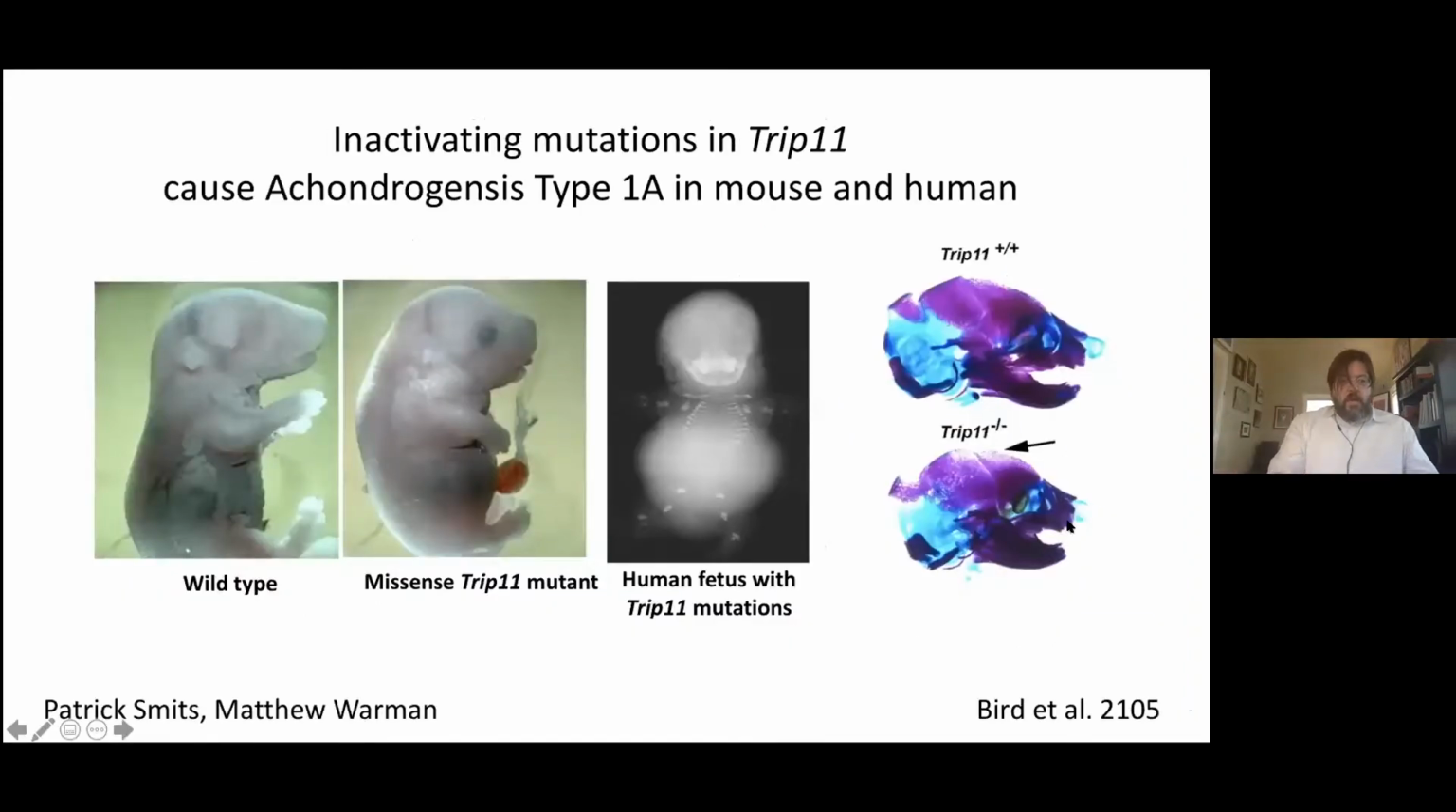And so we know that TRP11 actually leads to lack of skeletal differentiation, both in mouse. So a missense TRP11 mutant has basically a severe loss of skeletal density, but also human fetuses with TRP11 mutations basically have the achondrogenesis type 1A phenotype. And this is work by Matt Warman and Patrick Smith in the Department of Orthopedics here at Boston Children's.